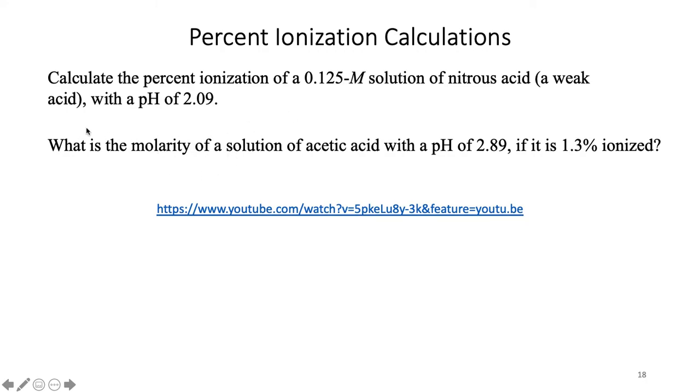In this one, it's just the opposite of this. You're given the percent ionization and the pH, where you can find the H plus, and you're asked to find the molarity of the initial concentration of your acid solution. Please ask any questions. After you watch these videos, if you still have questions, please ask them.